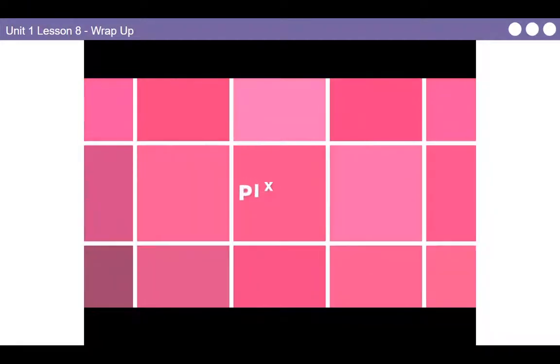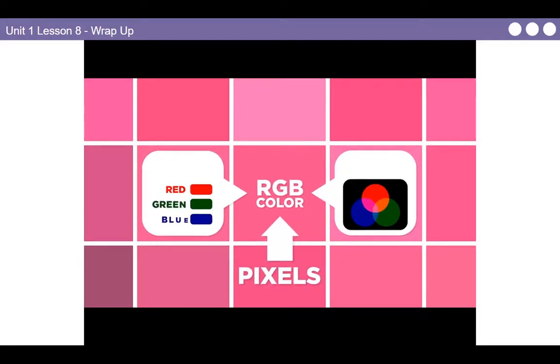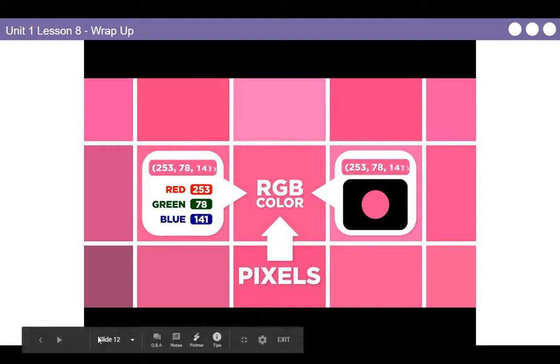Now, let's consider photos, videos, and all the graphics you see on a screen. All of these images are made out of teeny dots called pixels, and each pixel has a color. Each of the colors can be represented with numbers.